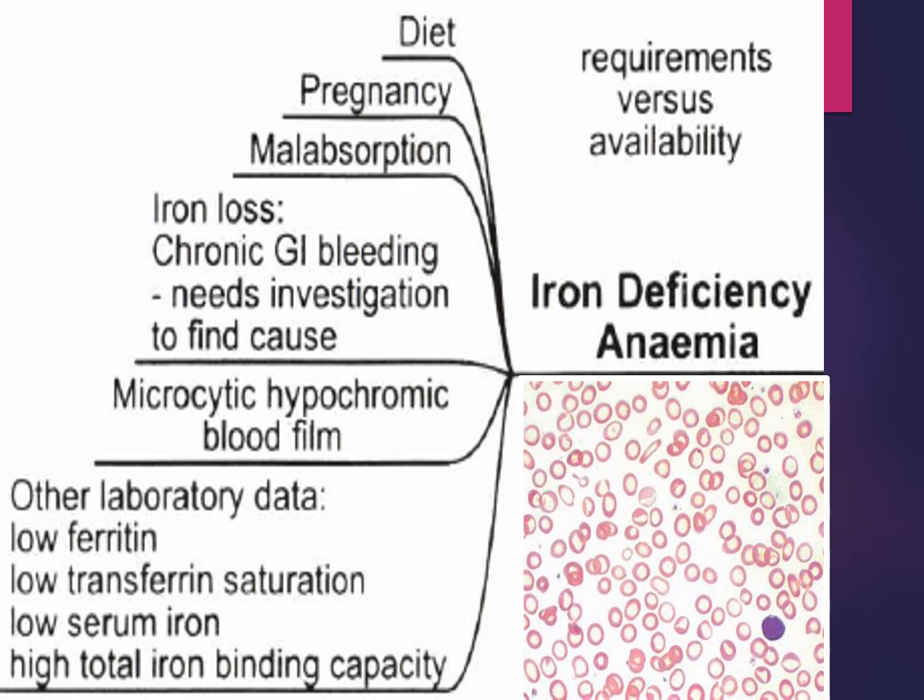Remember, iron deficiency anemia is seen in pregnancy, malabsorptions, iron loss, and the blood picture will be microcytic hypochromic red blood cells. Bone marrow will be micronormoblastic erythroid hyperplasia, depleted iron stores on Prussian blue. Biochemical values will be low ferritin, low transferrin saturation, low serum iron with high total iron binding capacity. Anisocytosis is more marked in iron deficiency anemia than thalassemias. Poikilocytosis is less marked in iron deficiency anemias than thalassemias.